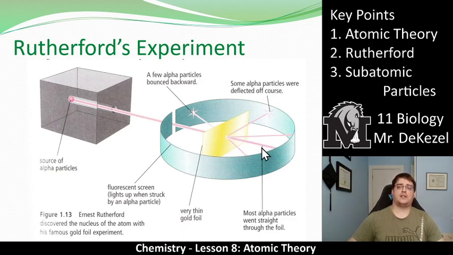What that suggested is that most of this gold foil is actually just empty space. Because these positively charged particles have some weight, if they were to hit anything, they would bounce. So some of them bounced. Some of them went this way. Some of them went this way. Some of them went directly back, but most of them went through.